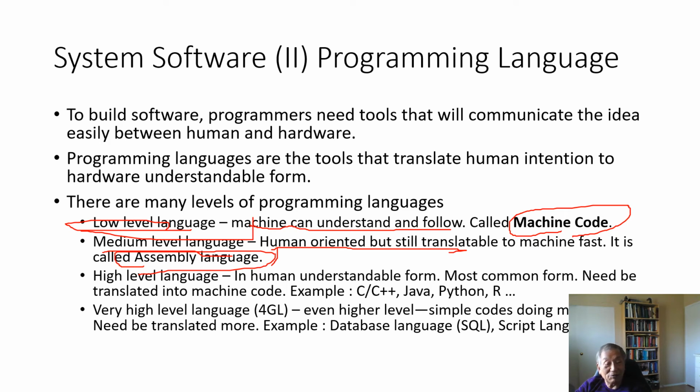Then there are very high level languages, sometimes known as fourth generation languages, or even higher level. That is just one very simple code, but it does so many things for you. So the database language called SQL, that's structured query language, or script languages. Those kinds of languages are very high level, which means it's easy for the human to use, and then there are many layers of translation to make it understood by the machine. That's the idea.